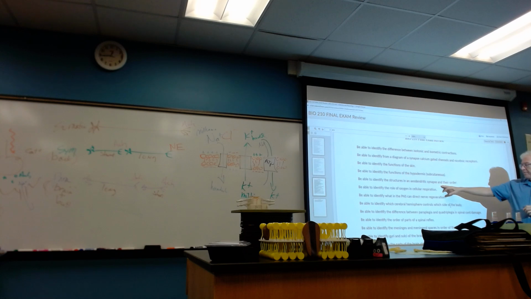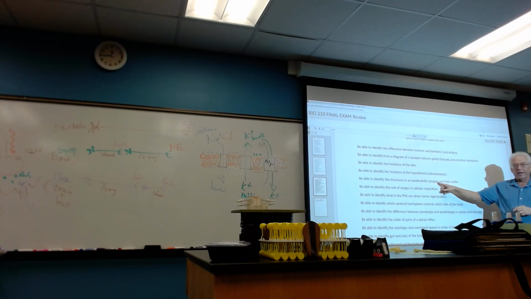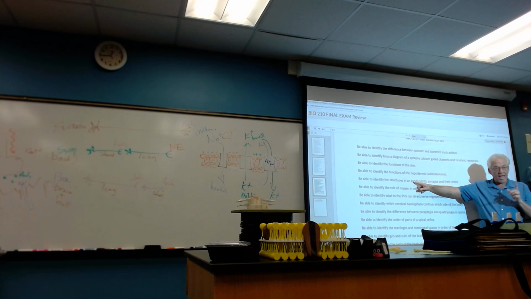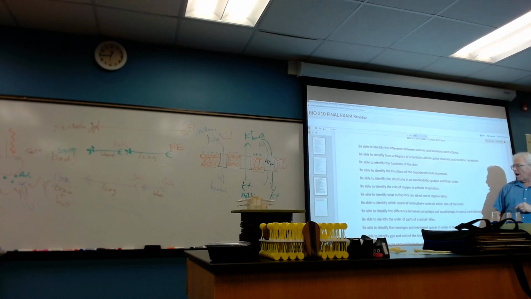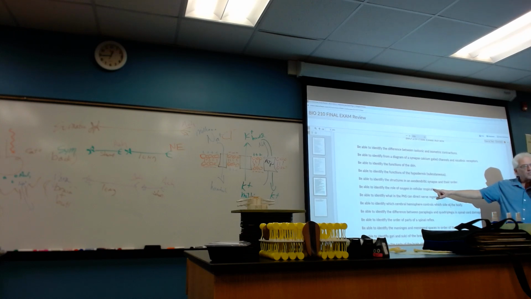All righty? Able to identify axodendritic. What kind of synapse is that? Between somebody's bouton, axon, and what? Dendrites. The dendrites of the next nerve. Alrighty? Okay, the role of oxygen. Didn't I just go over that with you guys?